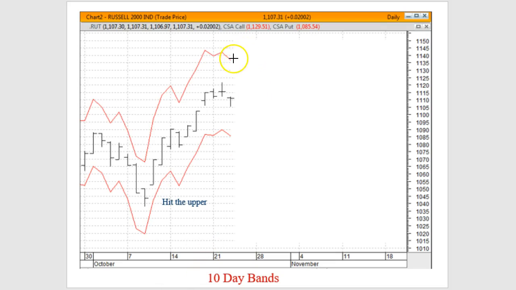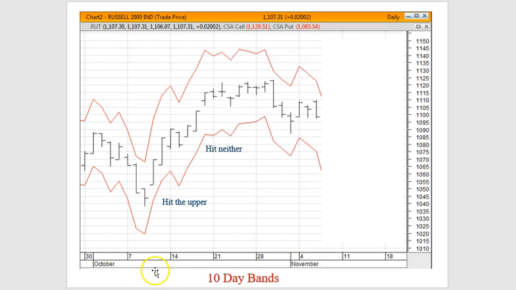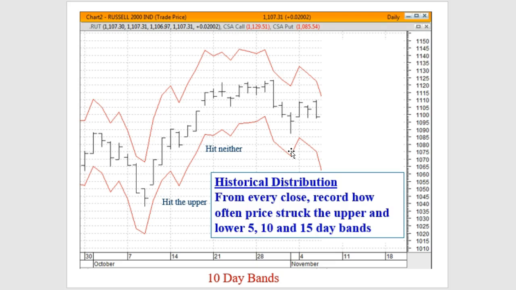We just draw these bands across. The question will be, did price go up and hit the upper band in 10 days, go down and hit the lower, or wobble in the middle? Let's see what it did. It ended up wobbling in the middle. It tried to go down right there and hit the lower band, close but no cigar, so in this case it hit neither. Now, from every close going back to January of 2000, it's about 4,080 closes going back that far.